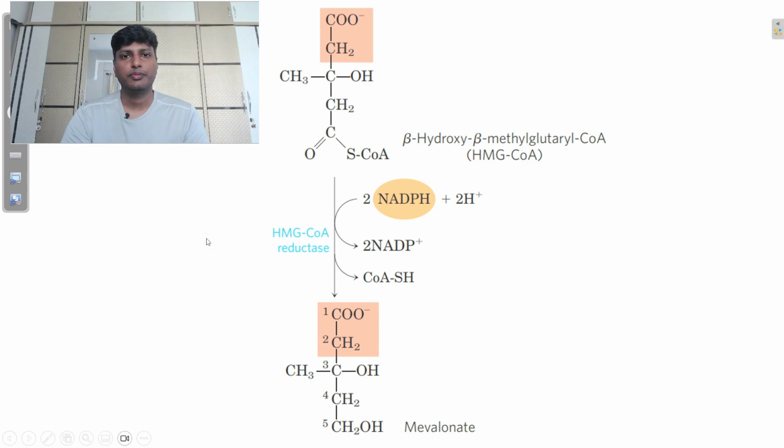Now in the next step, this beta hydroxy beta methyl glutaryl CoA will undergo reduction, as well as there will be a removal of coenzyme A. So as you can see, on this particular carbon, there is addition of hydrogen resulting in the formation of CH2OH, and there is removal of this coenzyme A. So the net resultant structure is a 6 carbon compound which is mevalonate. So as we had said that the first stage in cholesterol formation is the formation of 6 carbon compound, that is mevalonate. So this mevalonate has been now formed.